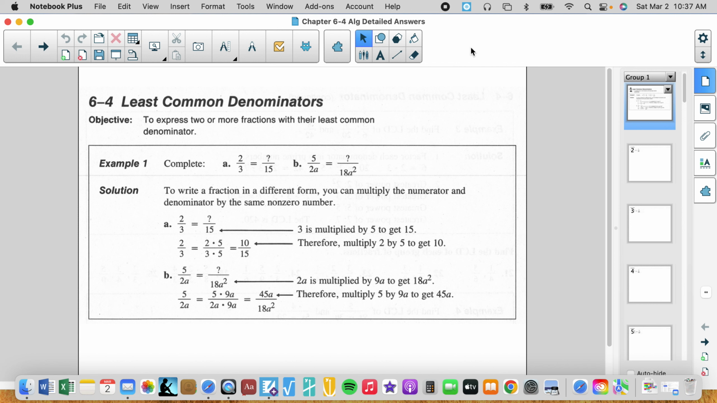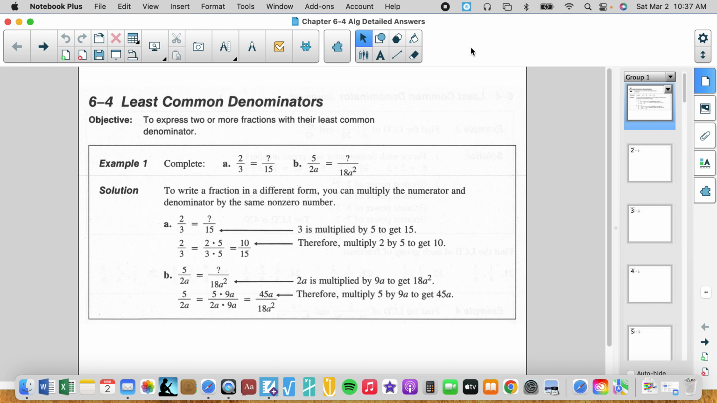Move on in chapter 6 of Algebra 1, least common denominators. So now we're going to find some equivalency. We're going to practice that. If I'm given a fraction, can I find an equivalent fraction with a different denominator? And this is just multiplication.